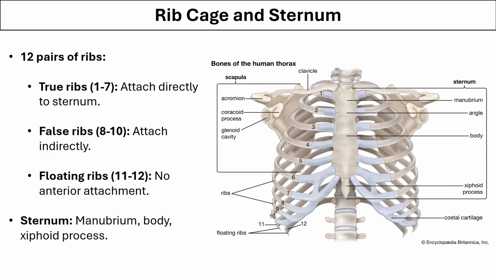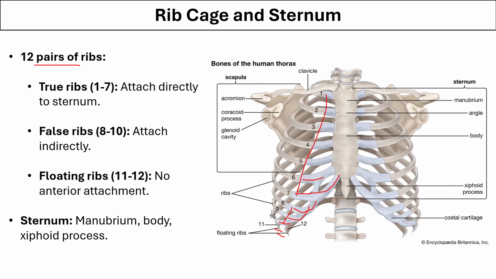Your rib cage is built by ribs and the sternum. There are in total 12 ribs. The first 7 ribs are called true ribs because they are directly attached to the sternum. The next 3 are called false ribs because they are not directly but indirectly attached to the sternum. And the next 2 are called floating ribs because they do not attach to the sternum.